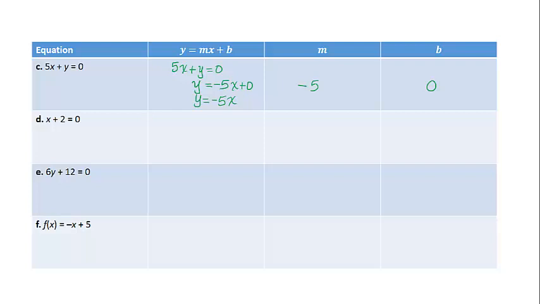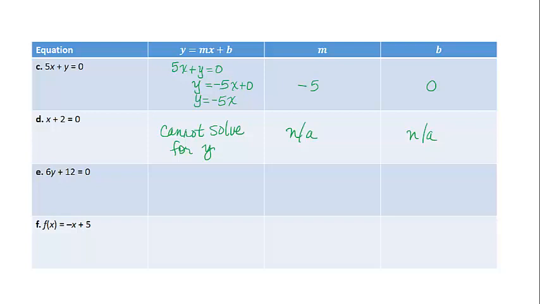The equation x plus 2 equals 0. Well, there is no variable y in that, so we actually cannot solve this equation for y. So that is, we cannot write it in that slope-intercept form. So we're not going to have a value of m or b in this example.